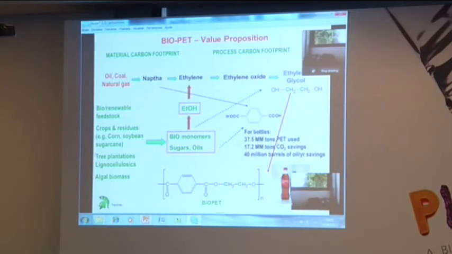37.5 million metric tons of PET is used to make bottles for water, for these soft drinks, and so on and so forth. If I replace 2 of these 10 carbons with bio, remember that CO2 is then fixed by the next crop, it results in 17 million metric tons of CO2 savings, which results in 40 million barrels of oil per year savings. It's not going to solve the world's problem for you, but it is a step in the right direction. And that is the value of switching to a bio-based feedstock, all right?